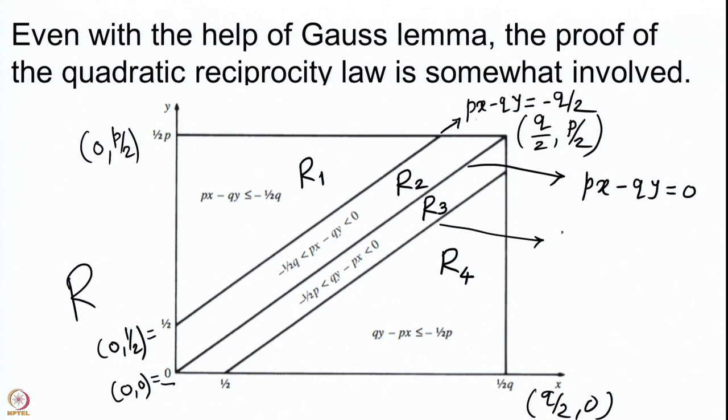Similarly, you can compute the equation of this line, where you know that this is the point, x coordinate to be 1 by 2, y coordinate to be 0, and so the equation of this line is px minus qy equal to p by 2. The constant term in the equation of the line is p by 2. So, we have now various of these regions.